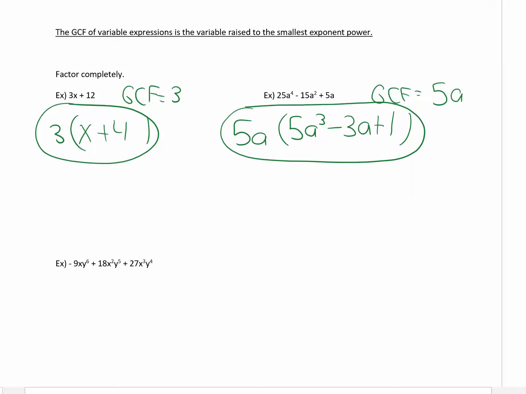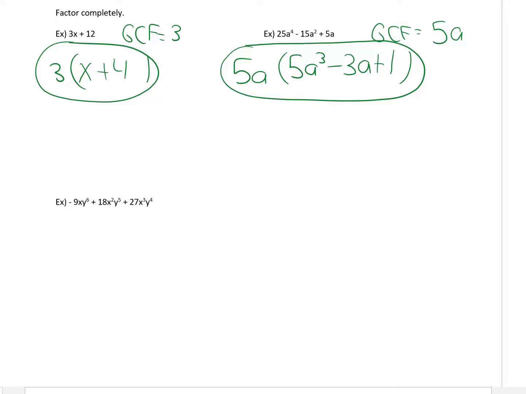Okay, one other example I want to take a look at. Is there a greatest common factor I can take out of all of these terms other than 1? Well, the answer to that is yes. Notice, the first term has a negative, so automatically I want to take out the negative because I'd like the leading coefficient to be positive. Okay, let's take a look at the numbers. 9, 18, and 27. Well, that is 9. I can divide it out of all of them.